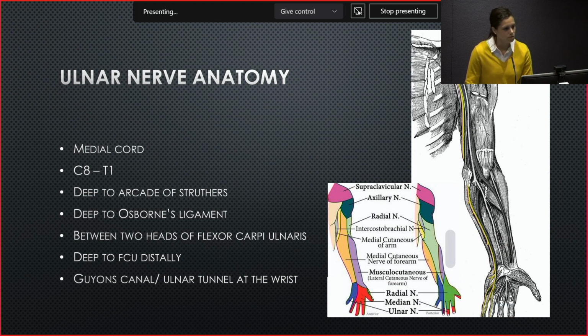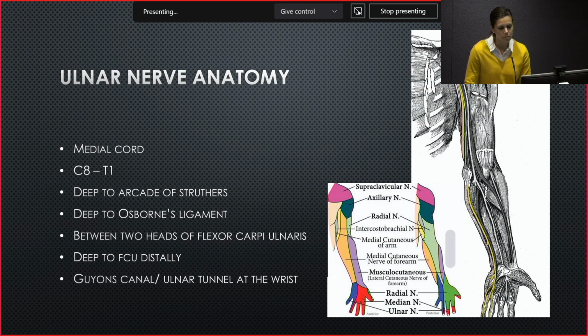So we'll move on to the ulnar nerve and a couple of compression syndromes for that. To begin with anatomy, it's the terminal branch of the medial cord of the brachial plexus, and it has contributions from both the C8 and T1 nerve roots. And it runs down the medial arm, just about 8 centimeters proximal to the medial epicondyle.